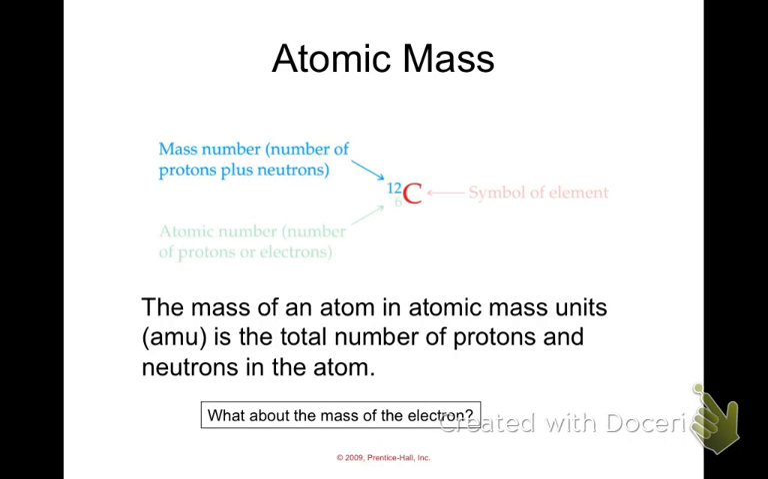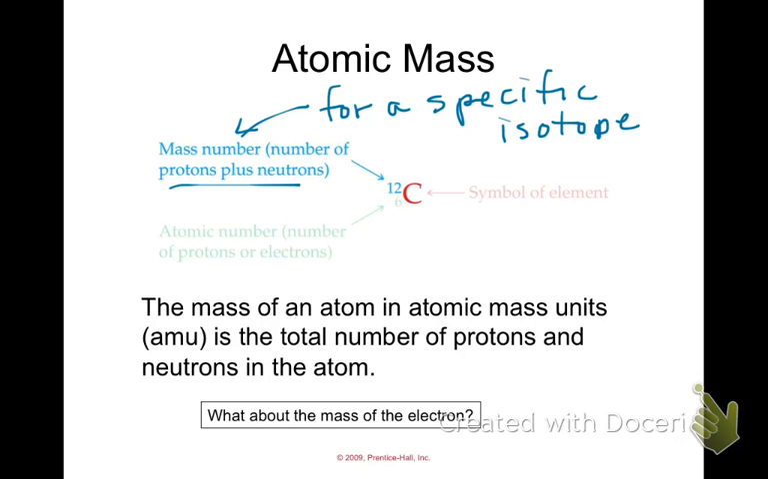The number to the upper left, just seeing if you're awake, is known as the mass number. The mass number is the number of protons plus the number of neutrons. You should remember this. And that is for a specific isotope. Mass number is for a specific isotope of that element. It is not on the periodic table.